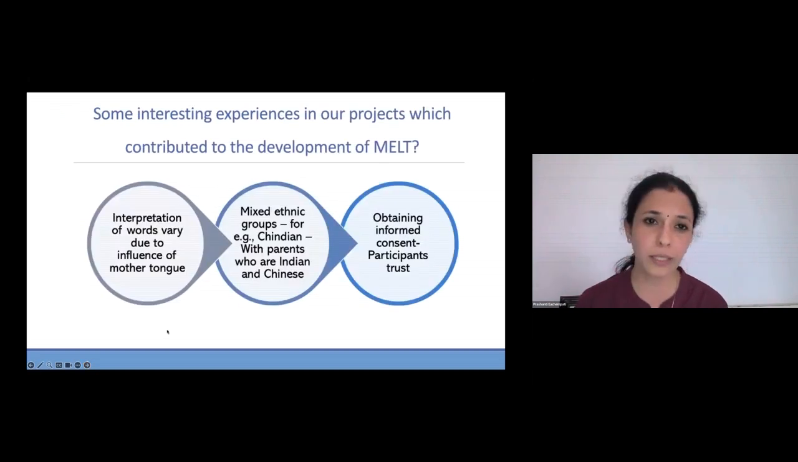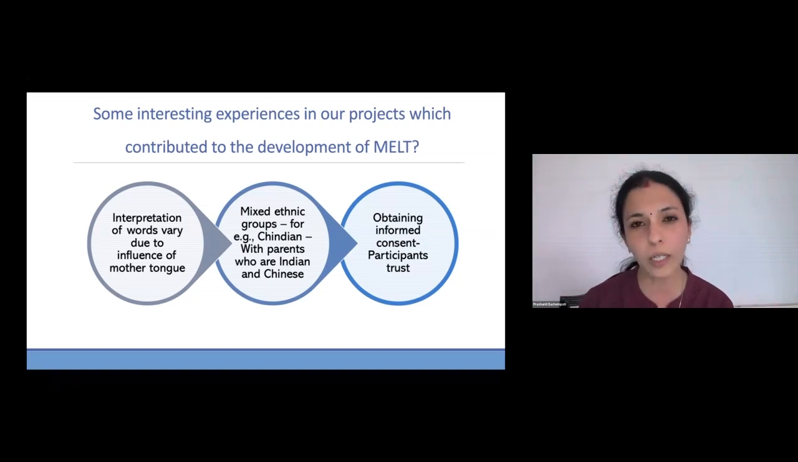Before I hand it over to Sumanth, I would like to share some few examples of some interesting experiences which contributed to the development of this toolkit. Firstly, the interpretation of words vary due to the influence of mother tongue. So as I mentioned, when we conducted this translation project, simple terms like uncertainty was interpreted very differently by the Chinese and the Malay ethnic groups, where the Chinese had a long sentence to express it because they did not have an equivalent word for uncertainty in their own mother tongue, whereas the Malays had just a single word to translate it.